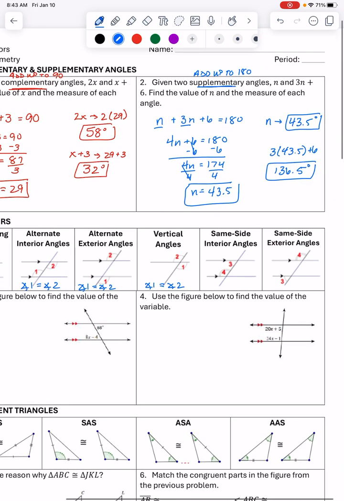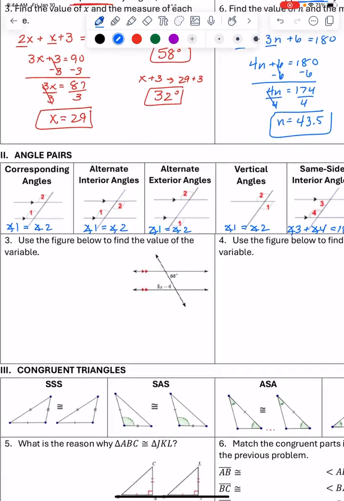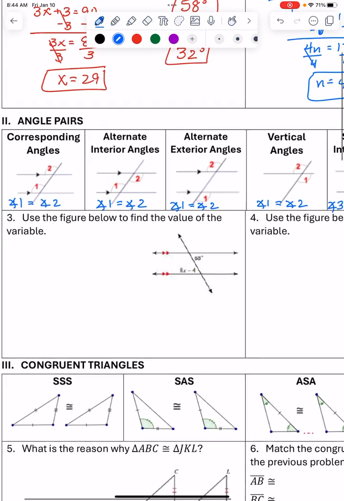Now, when we start getting into same side interior angles, in this case, angle 3 and angle 4, they're not equal, but angle 3 plus angle 4 does give us 180. They're supplementary. And then same thing with these. Angle 3 plus angle 4 is 180. They're supplementary, okay? So basically we just have to know, do we need to set our angles equal to each other, or do we need to add them and set them equal to 180, okay?